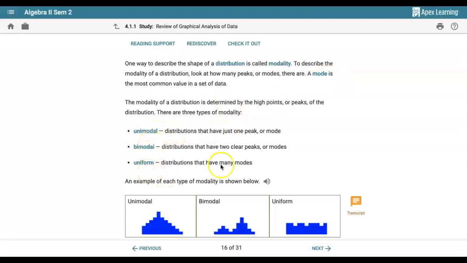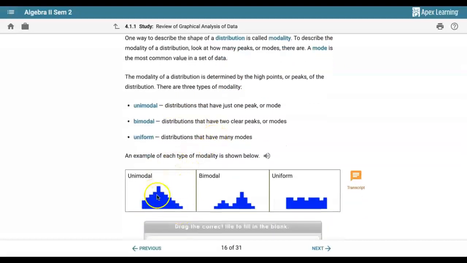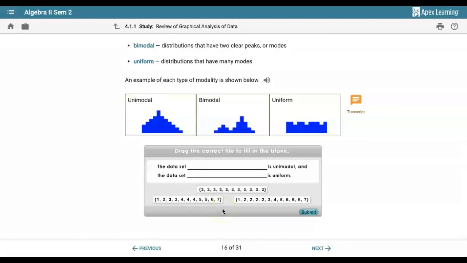and uniform. If it's unimodal, it has just one peak, and you can see here clearly there's one peak. If it's bimodal, it means that there's two, bi meaning two. There's two clear peaks or two clear modes. And then finally, the last one is uniform. Clearly we can see there's a lot of different modes. It's really hard to tell that there's not just two specific ones. Looking at these here, the data set blank is unimodal and the data set blank is uniform.